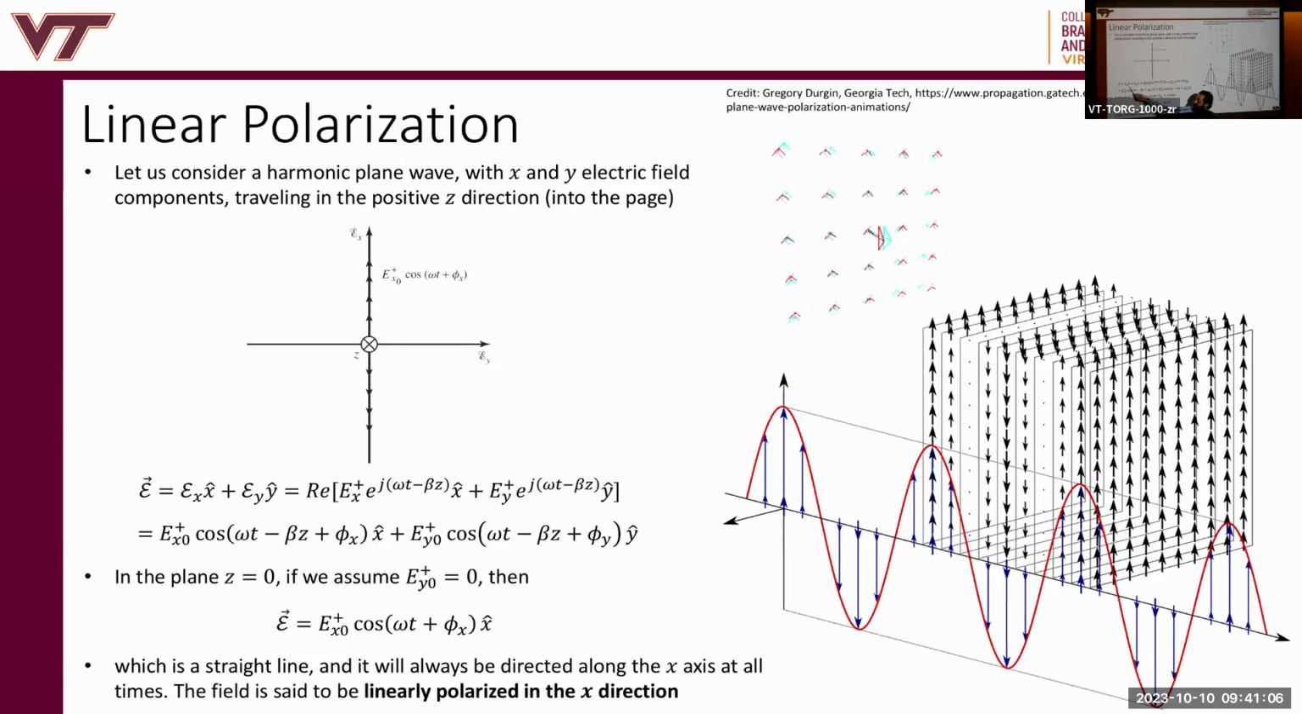We can write the electric field as a function of time, the instantaneous electric field, as the real part of our complex electric field, time harmonic, multiplied by e to the j omega t. And then we take the real part. We know that. X and Y components have different amplitudes in general, and they have the same frequency, of course, and the same propagation constant because it's a plane wave.